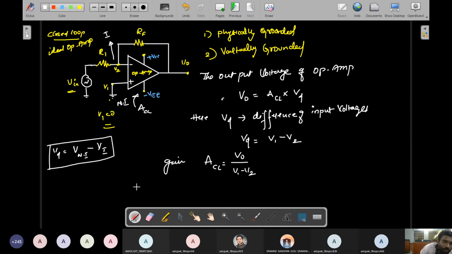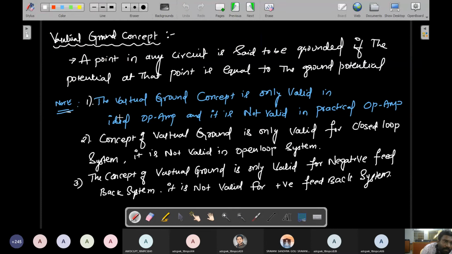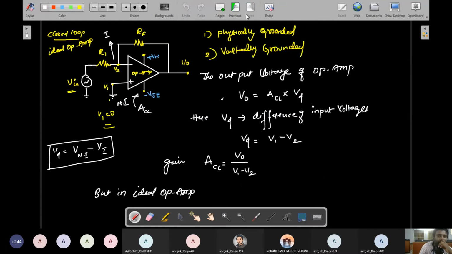But in ideal op-amp, I already told in the previous case, the virtual ground concept is only valid for ideal op-amp. Why? Because the gain of this ideal amplifier is infinite, compared to the practical amplifier, where the gain is some finite value. So that is the reason.